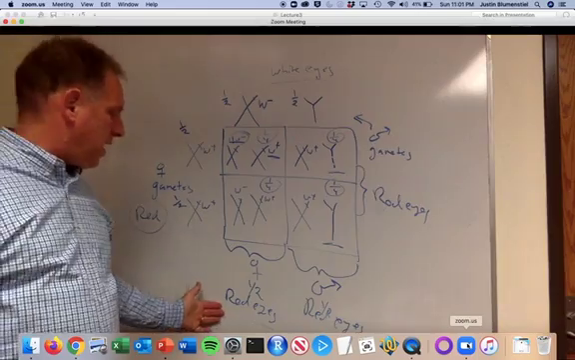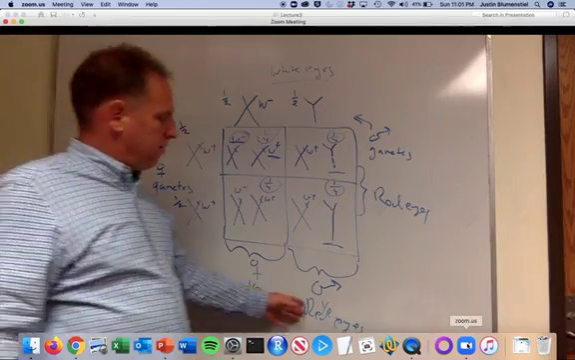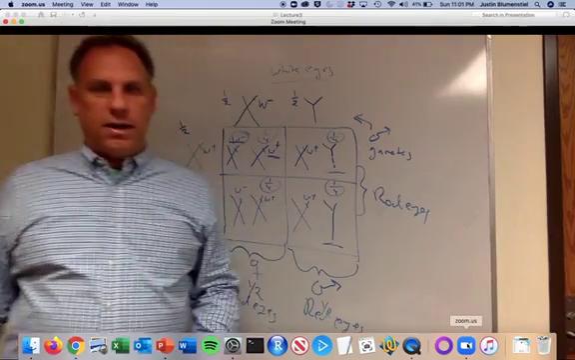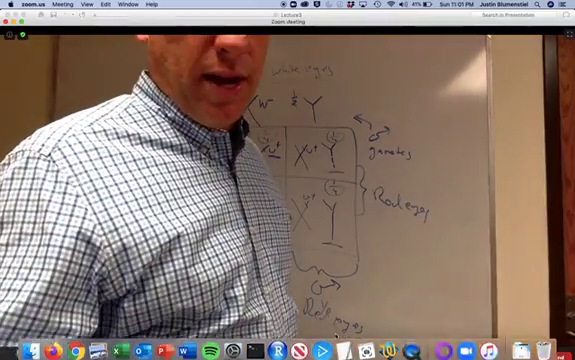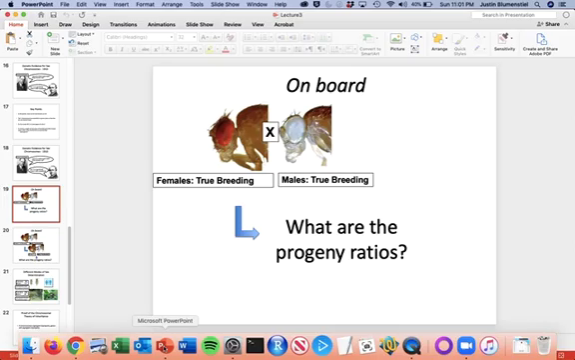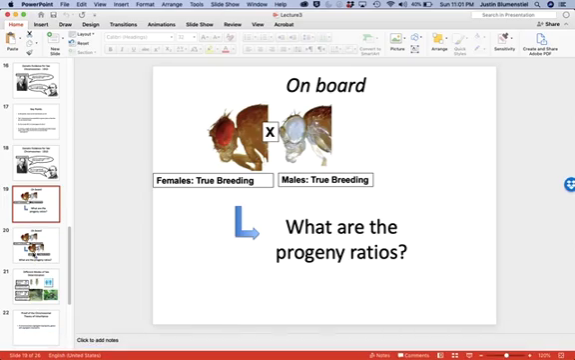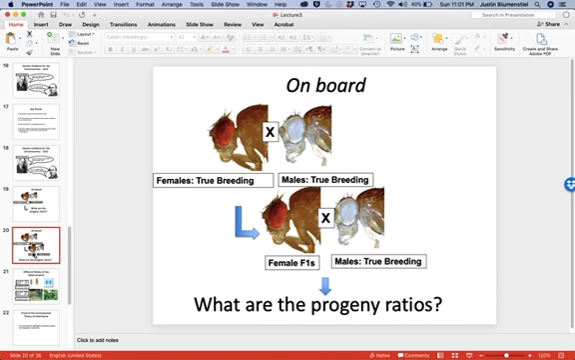Because you have red eyes among the females and you have red eyes among the males. All right, so what do you do next? So the next thing that you do is you might do another cross, right? As a matter of fact, what you can do is you can do what is called a back cross.